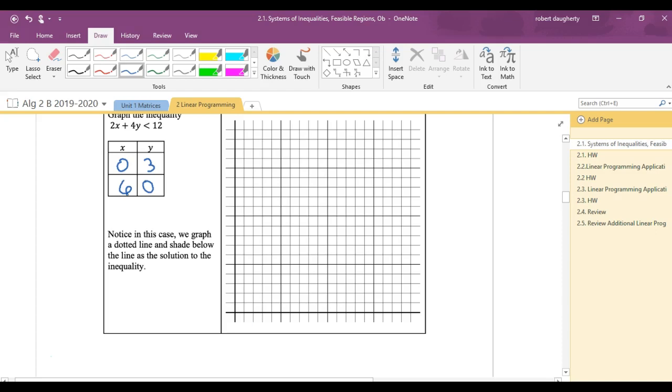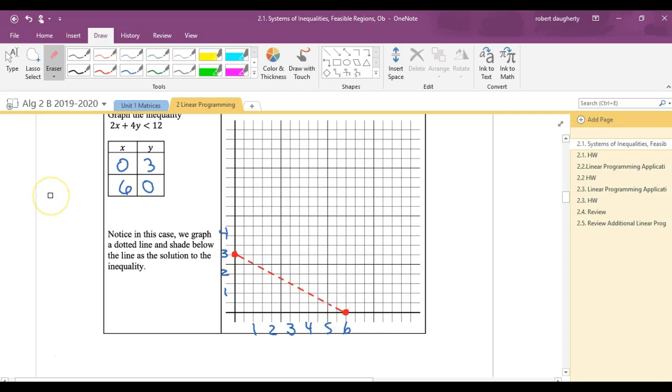So in this one, I'm going to shade 1, 2, 3, 4, 5, 6. 1, 2, 3, 4. I'm going through 0, 3, and 6, 0. I'm going to draw this line. And this is not a solid line. This is a dotted line.